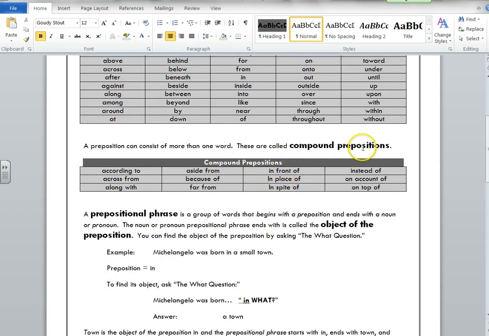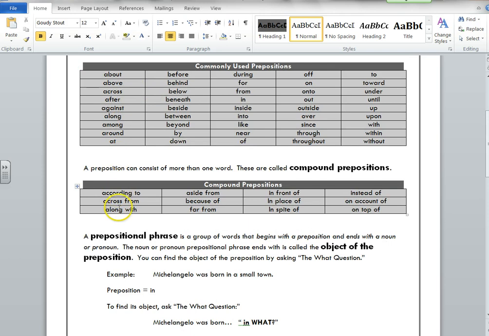We have something called compound prepositions, where the preposition is actually more than one word: according to, across from, along with. You'll notice that along and with are both up here as well, as is across and from, as is from again. Because of is a preposition, far from, in front of, in place of, in spite of, instead of. These are compound prepositions. You should get familiar with them, okay? And they just work together as the preposition.